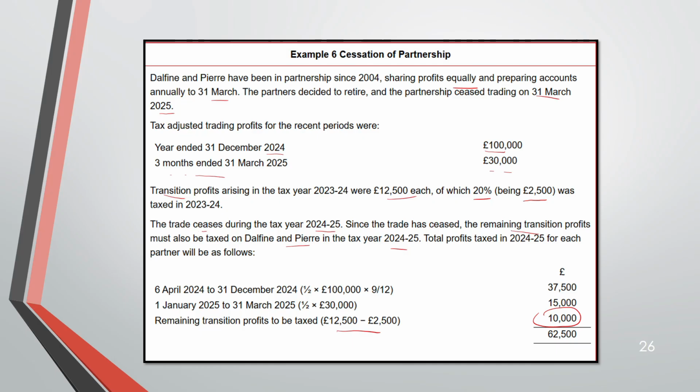Now from this 100,000, remember it starts from April to December. So from April to December, how many months? 9 months, and you have to take half. Why half? We are doing it for each partner, that's why. This 100,000 is for both the partners. Okay, so 37,500, for both it is the same. Then from 1st Jan to 31st March, it is this 30,000. You have to take half again because 30,000 is shared by both partners. And then for one partner it is 62,500. For the other partner also it will be 62,500.